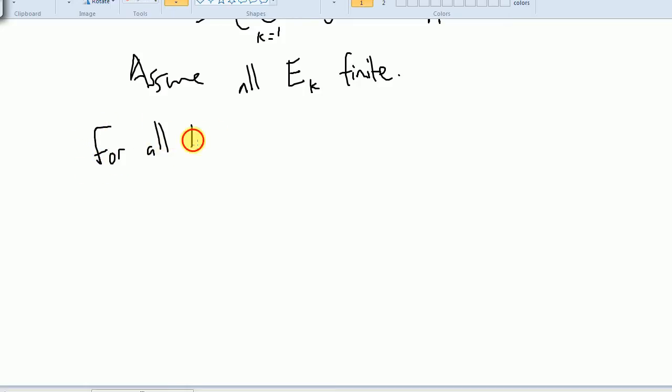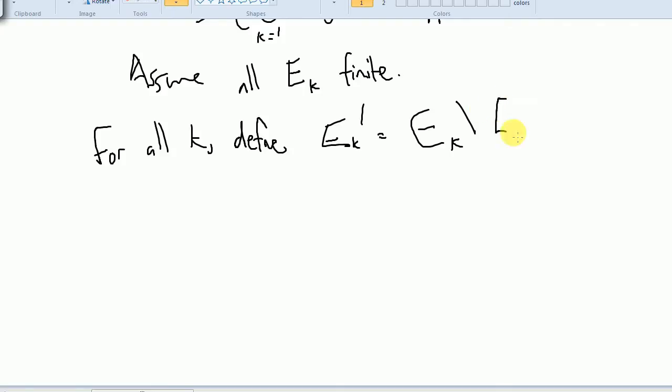For all k, define E sub k prime to be just E sub k minus E sub k minus 1. And here I don't have to take the union of all of the other E sub k's, because I know that they're all contained in E sub k, and they're all contained in E sub k minus 1. So if I take away E sub k minus 1, I'm taking away everything that came before E sub k. Alright, so define E sub k prime this way, then all the E sub k primes are pairwise disjoint.